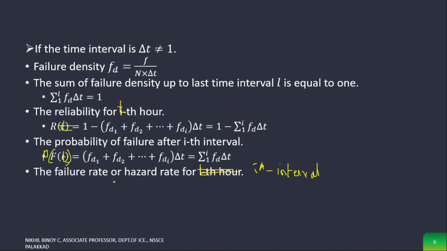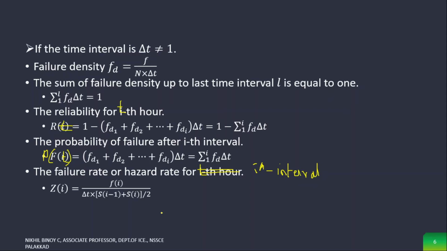So failure rate or hazard rate for the ith interval, that is z of I, is equal to f of I divided by delta t into (s of I minus 1 plus s of I) divided by 2. That is number of failure for the ith interval divided by delta t into the number of survival before the ith interval plus number of survival after the ith interval, divided by 2. z of I is equal to f of I divided by delta t into (s of I minus 1 plus s of I) divided by 2.